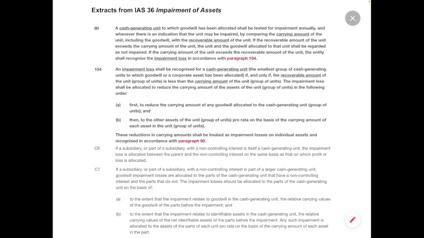Firstly, to the extent that the impairment relates to goodwill in the cash generating unit, the relative carrying values of the goodwill of the parts before the impairment. So you're first going to allocate to the goodwill, and then to the extent that the impairment relates to identifiable assets in the CGU, the relative carrying values of the net identifiable assets of the parts before the impairment, and as such any such impairment is allocated to the assets of the parts of each unit pro rata on the basis of the carrying amount of each asset in that part. So again, we see that similar principles, even from C6, are coming through from paragraph 104. We're first going to allocate to the goodwill, so we first look at impairing the goodwill, and thereafter we're going to move over to the assets. But let's look at the practical example to see how we actually apply this paragraph.